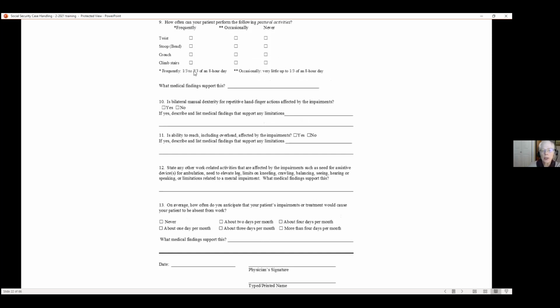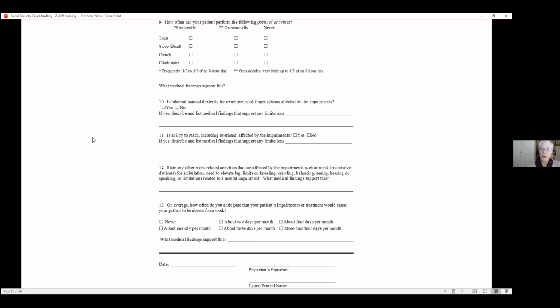So here's some more things that might limit a person's ability. Stoop. Stoop means bend your spine from the waist. It does not mean squat, which is actually what a lot of people think of as stooping. It's kind of a weird definition.